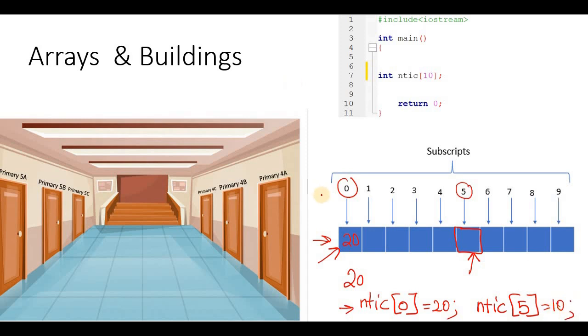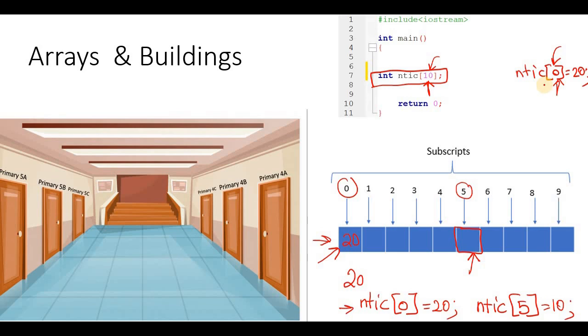Now you may get confused about which one is which. Which one is size declarator and which one is a subscript. Let me write one of the statements in here so that you can compare them easily. NTIC sub 0 equals 20. The number inside the brackets of an array definition is always size declarator. So this is a definition of an array, and this 10 is a size declarator. And the number inside the brackets of an assignment statement is subscript. So this is a subscript.